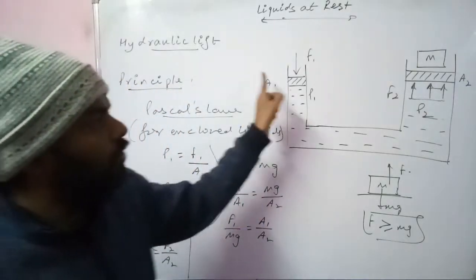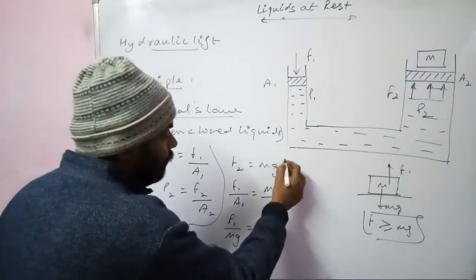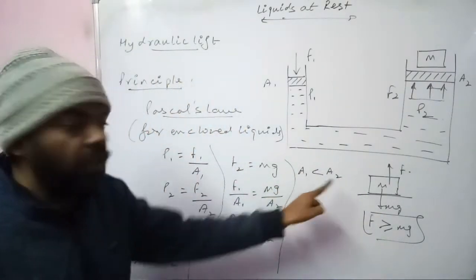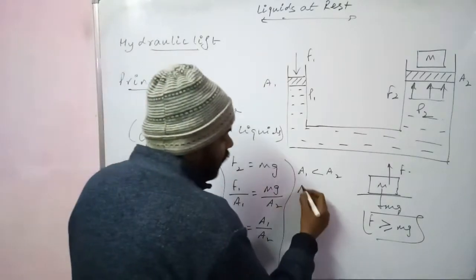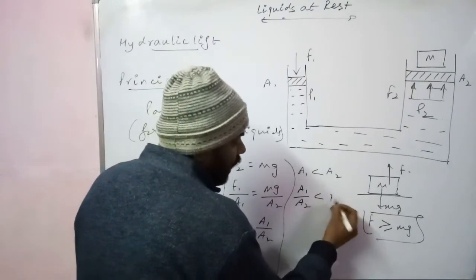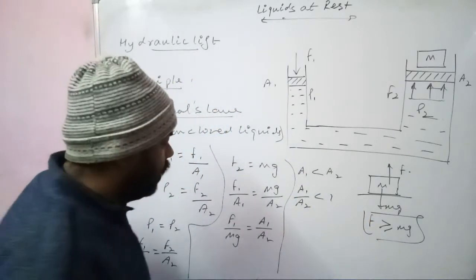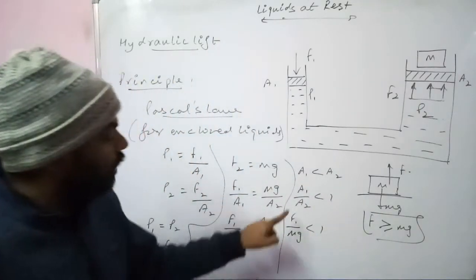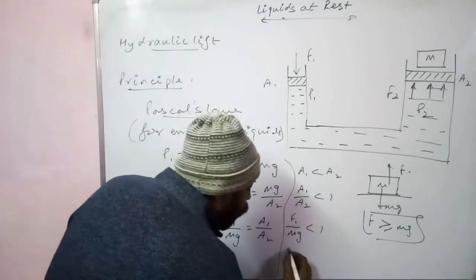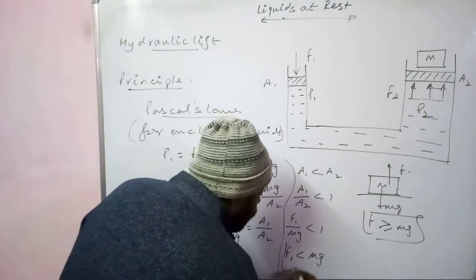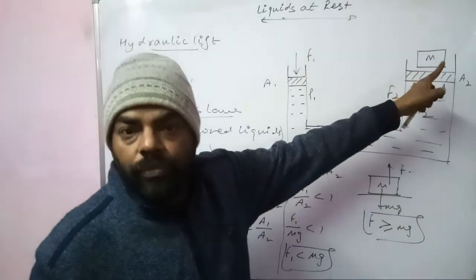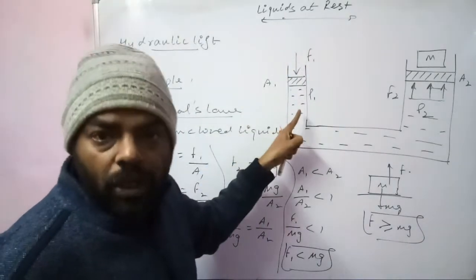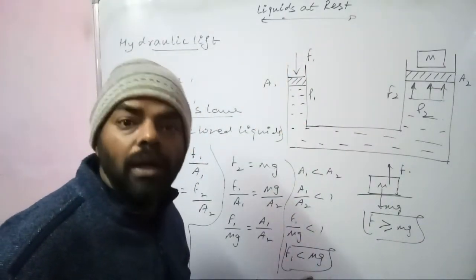Okay, now clearly in the figure A1 is less than A2. So we can say this A1 by A2 is less than 1. If A1 by A2 is less than 1, then F1 divided by mg would be less than 1. If F1 by mg is less than 1, then F1 is less than mg. So to lift this heavy block in the vertical direction, the force which is required is less than the weight of the block.